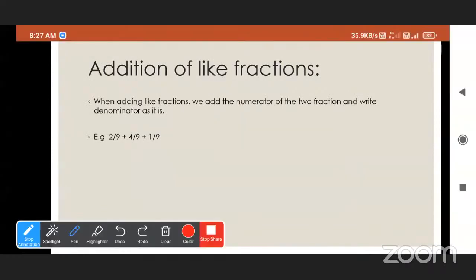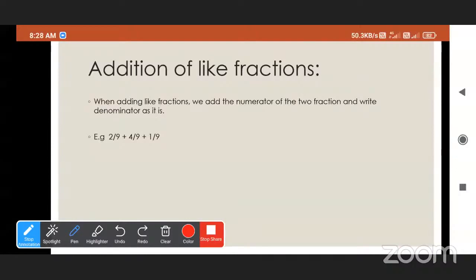Okay, now we will see how to add like fractions. When adding like fractions, we add the numerators of the two fractions and write the denominator as it is. So in like fractions, we have to add the numerators only, and the denominator stays the same.